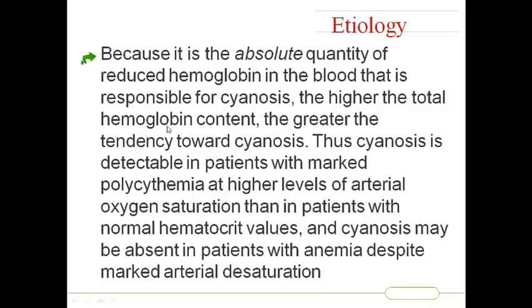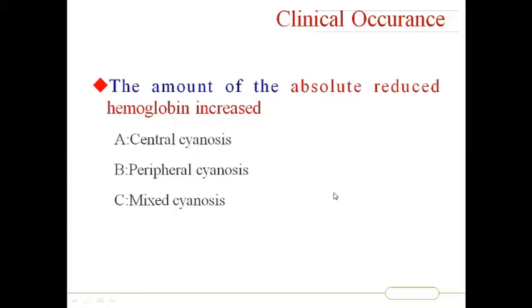The higher the total hemoglobin content, the greater the tendency towards cyanosis. Thus, cyanosis is detectable in patients with marked polycythemia at a higher level of arterial oxygen saturation than in patients with a normal hematocrit value. And cyanosis may be absent in patients with anemia despite marked arterial desaturation. So in clinical occurrence, the amount of absolute reduced hemoglobin increases in central cyanosis, peripheral cyanosis, and mixed cyanosis.